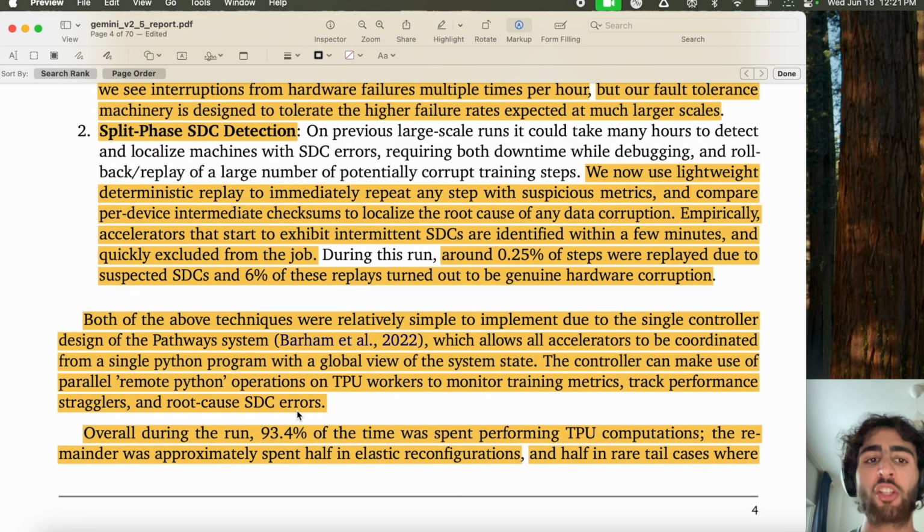So that's a very high false positive rate, with 94% being detected as superfluous. But because this does ruin the training run in certain instances, it's good to redundantly replay a lot of extra training information if this can allow those silent data corrupted nodes to be detected.